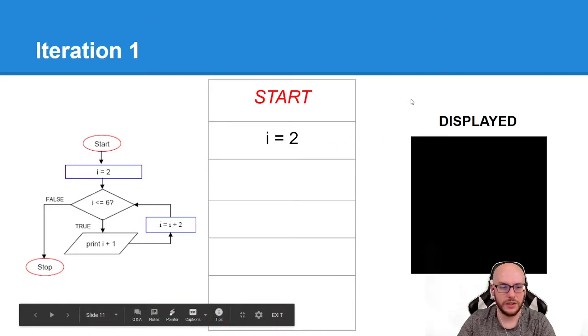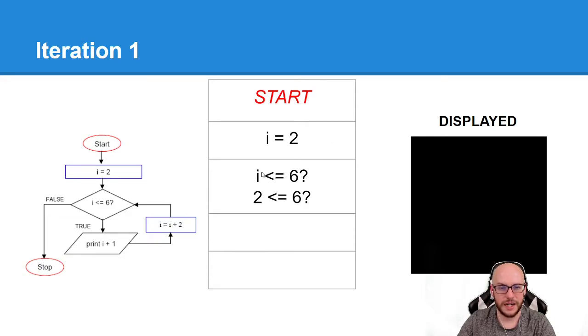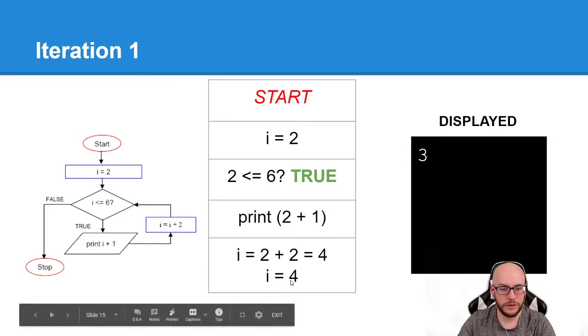So let's take a look at what we got going on here. We're at the start of our program. We've established I. We're going to ask, is I less than or equal to 6? That is, is 2 less than or equal to 6? That's true. So we're going to come down. We will print I plus 1, which puts a 3 in the console. We're going to come over here. We will increment I by 2 effectively. I is now 4. We're going to check the condition.